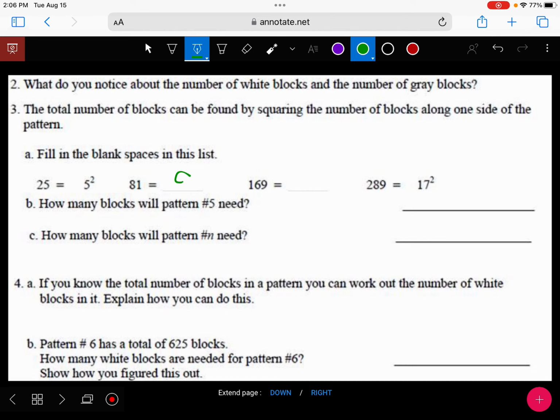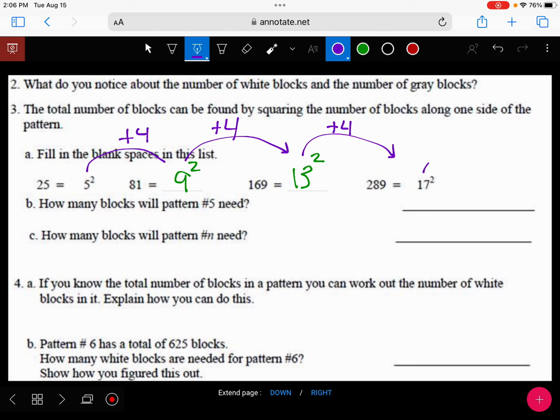So we had our 9 squared and our 13 squared. That's what these blanks are supposed to be. And then we noticed that those sides were adding 4, and adding 4, and adding 4. So to find number 5, we could take this side, this 17, and add 4. And we would find out that our sides would be 21 squared. So we could find how many pieces we need for pattern number 5.